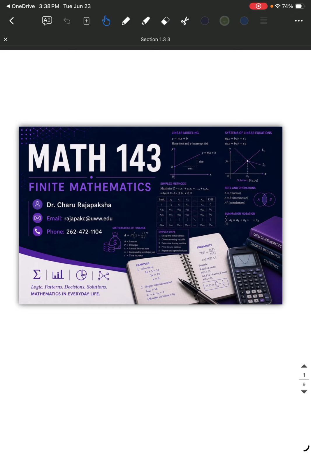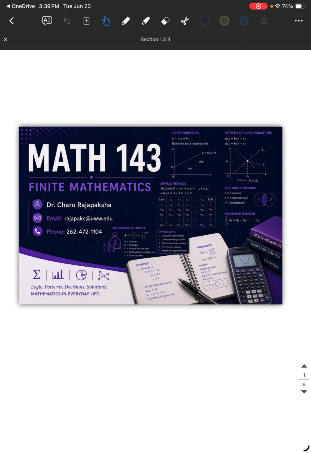In our previous sections, we learned about the Cartesian coordinate system and straight lines. Today, we will build on those ideas and begin studying linear functions and mathematical models. This section is especially important because it shows how mathematics can be used to describe and solve real-world problems involving business, economics, engineering, and everyday decision making.